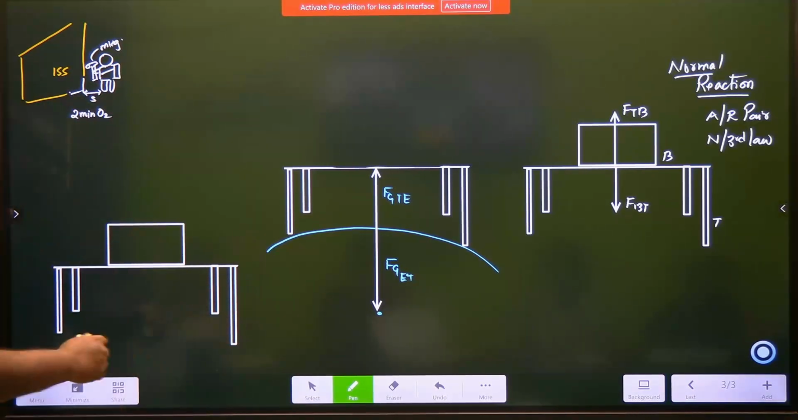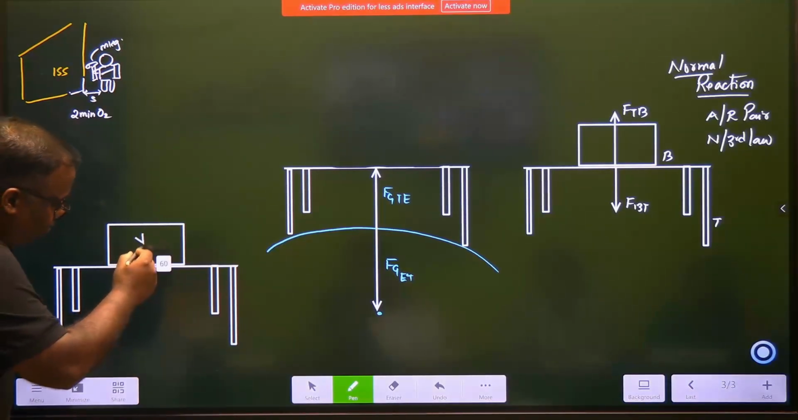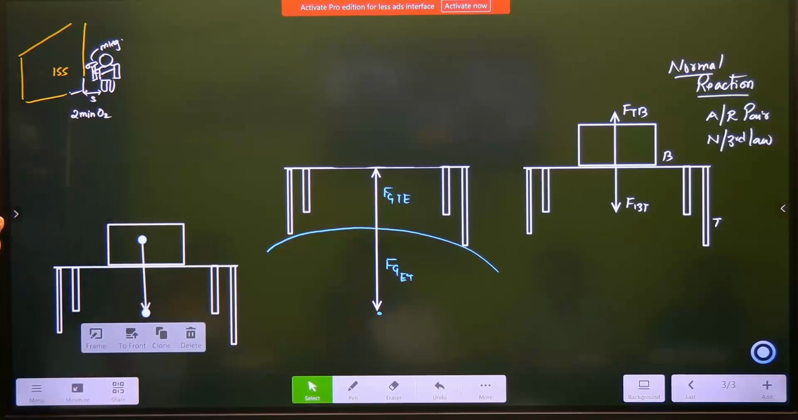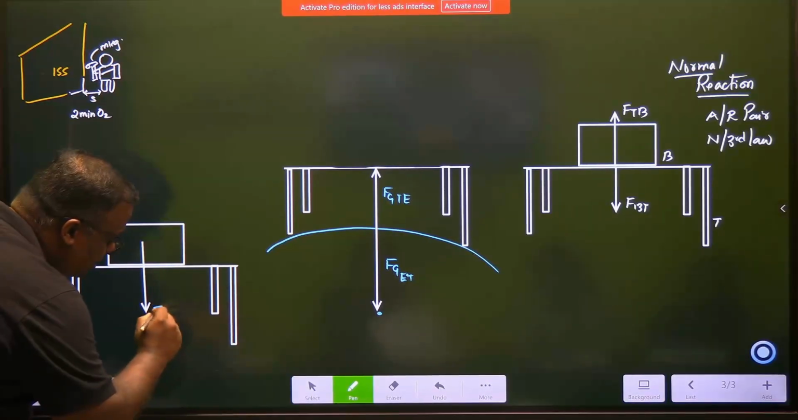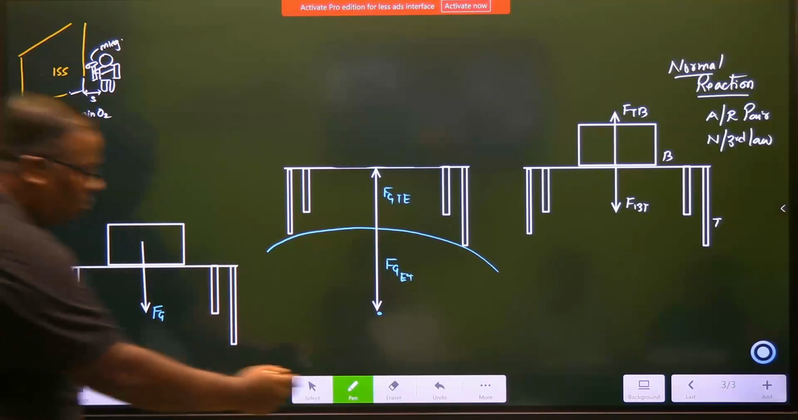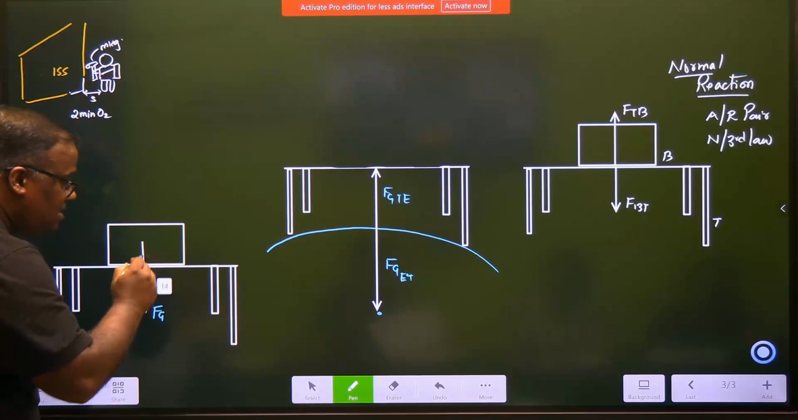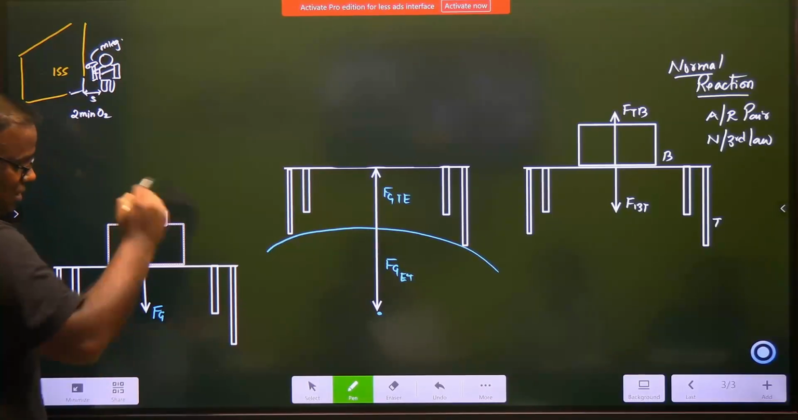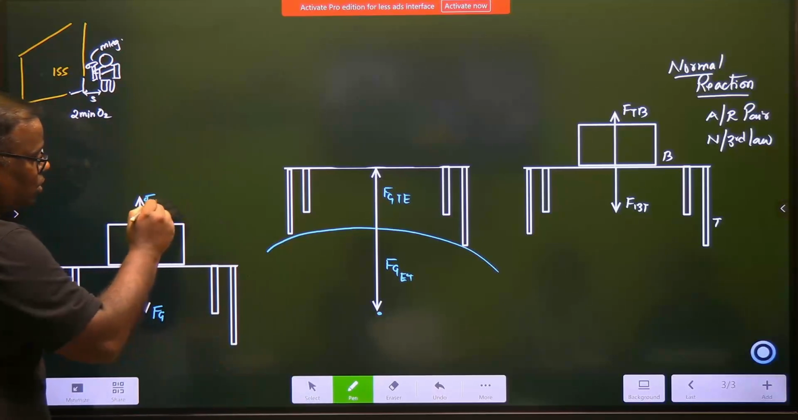What I'm trying to say, would you expect what you call the weight of this particular block to be acting right from the center? Now this is what type of force? This is a gravitational force. If you are trying to balance it with normal reaction, then normal reaction acts from where? From the surface. This is the normal reaction force.